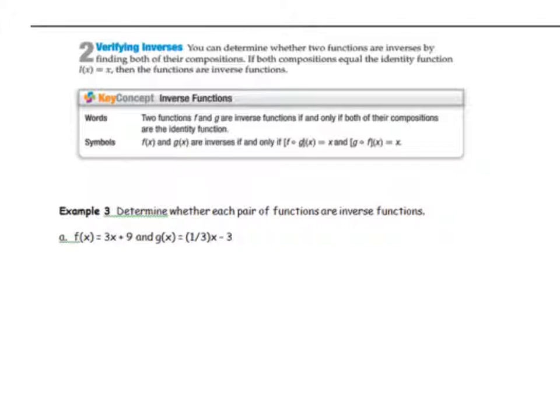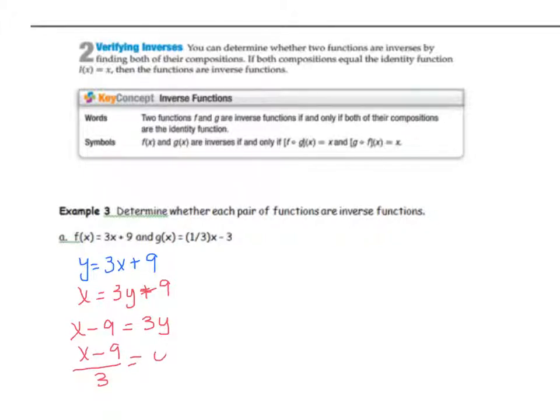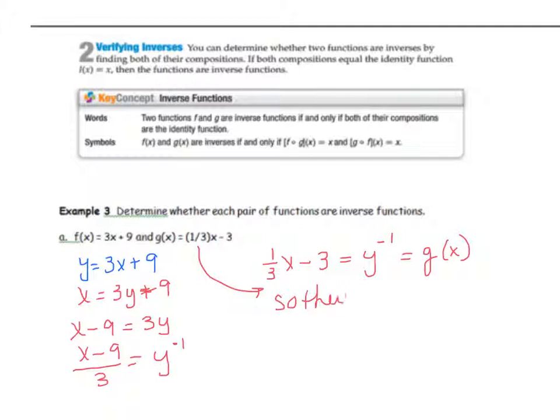But honestly, what I do, especially if it's a fairly simple function, is let's just rewrite this as y equals 3x plus 9, switch x and y, and solve for y. So I've got x minus 9 equals 3y. (x minus 9) over 3 is the inverse. Okay, well, what is that? If you write it separately, that's 1/3 x minus 3 is the inverse function, and that is g of x.